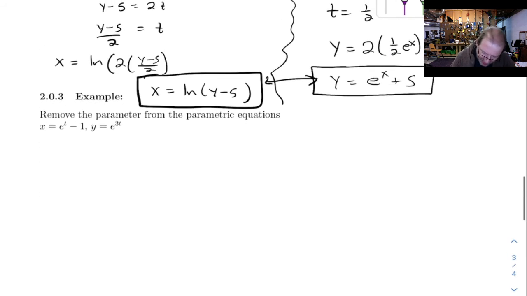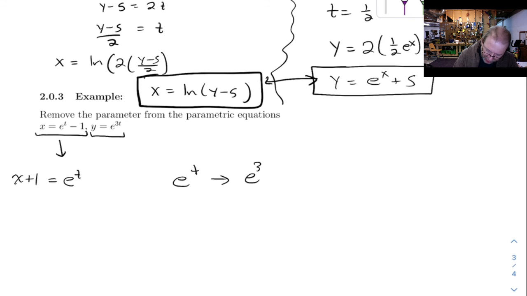All right, let's look at the last example. Remove the parameter from these parametric equations. Okay, this one, I'm not going to solve it all the way out for t. This one over here has e to the t, and this one has e to the 3t. So if I take this one and solve it just for e to the t, I'll get e to the t is equal to x plus 1. And now, how do you get from e to the t to e to the 3t?